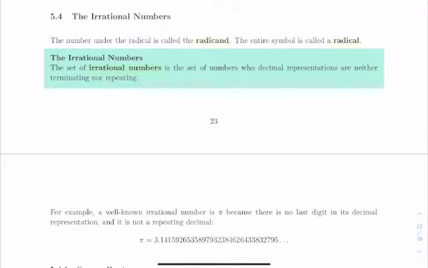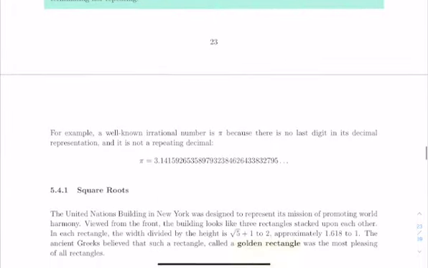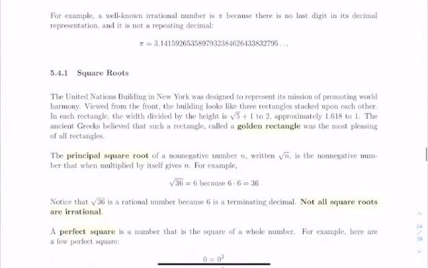In section 5.4, we look at the irrational numbers. The number under the radical is called the radicand. The entire symbol is called a radical. The set of irrational numbers is the set of numbers whose decimal representations are neither terminating nor repeating. For example, a well-known irrational number is pi because there is no last digit in its decimal representation and it is not a repeating decimal.